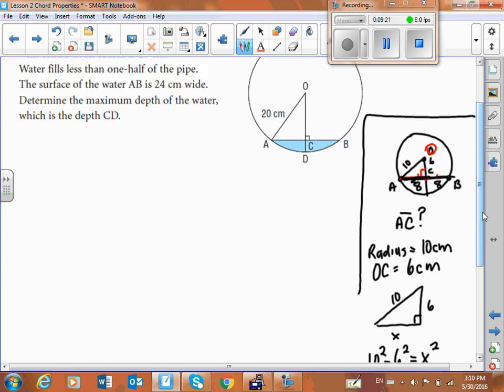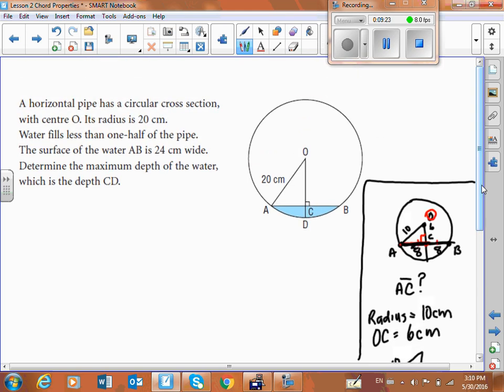Okay? Okay, let's try this pipe problem here. Horizontal pipe has a circular cross-section with center O, so we know this is the center of the circle. It has a radius of 20 centimeters, so you can just add that on. It's already in your diagram, just highlight it, O to A. So we know that O to A is 20 centimeters.